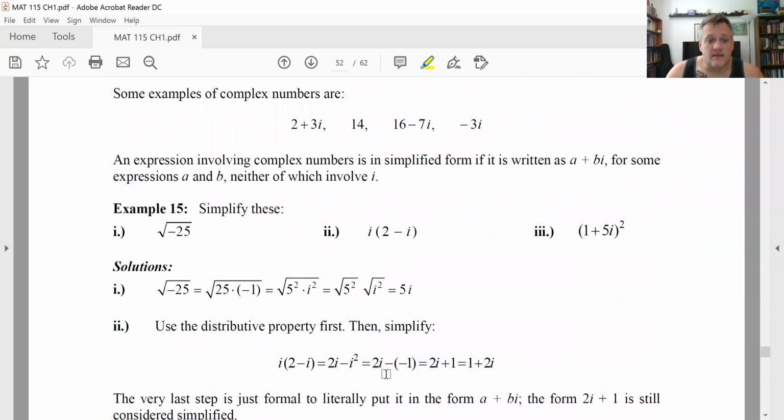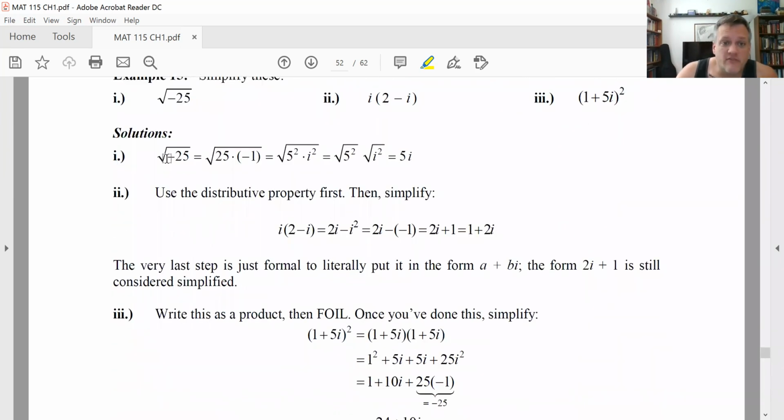All right, so let's look at these. For radical -25, what you want to do is yank the i out if it happens to be there, right? And so if I'm taking the square root of -25, well, that's 25 times -1. Square root of a product is the product of square roots. I can write that as the square root of 5 squared, or 25, times i squared. Remember, because i squared is -1. And radical 5 squared is 5, radical i squared is i. And so you just get the 5i in this case.